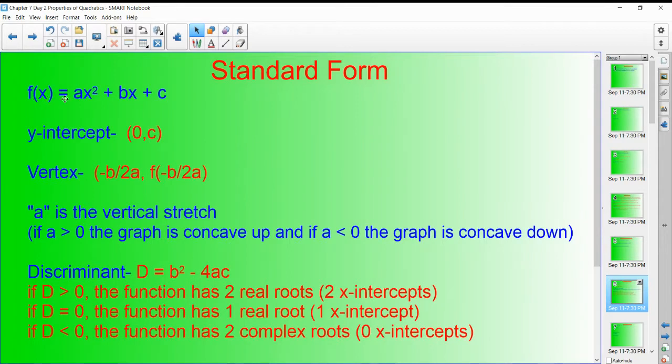Standard form is a form that we are very commonly seeing, where it's ax squared plus bx plus c. In the warm-up, two of those were in standard form. Actually, all three of them were in standard form.